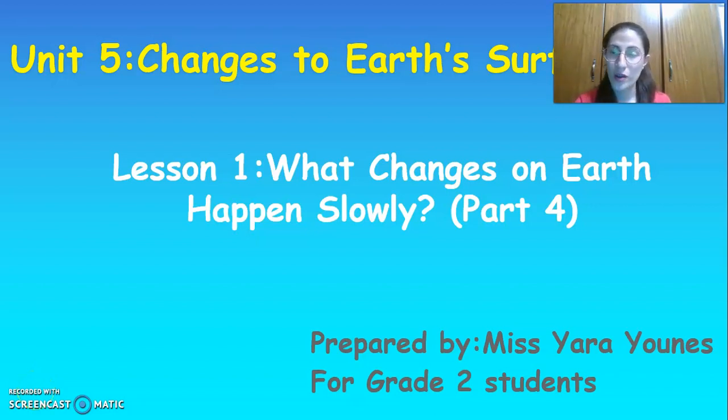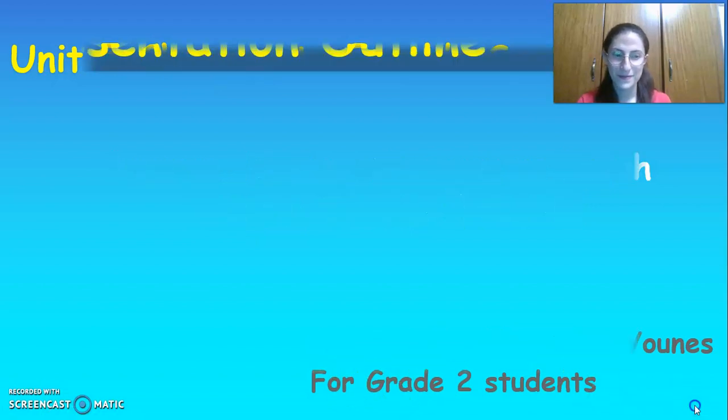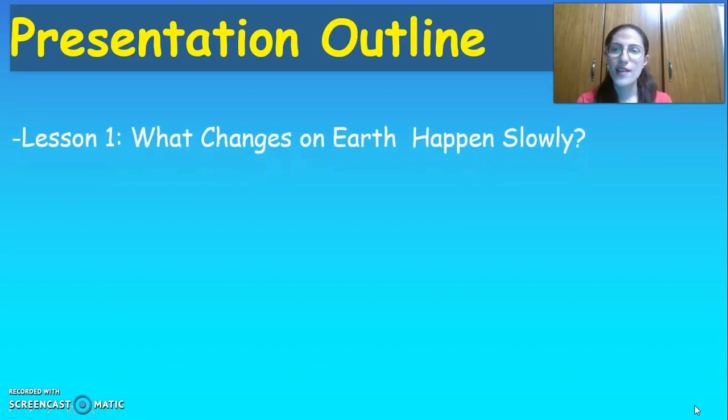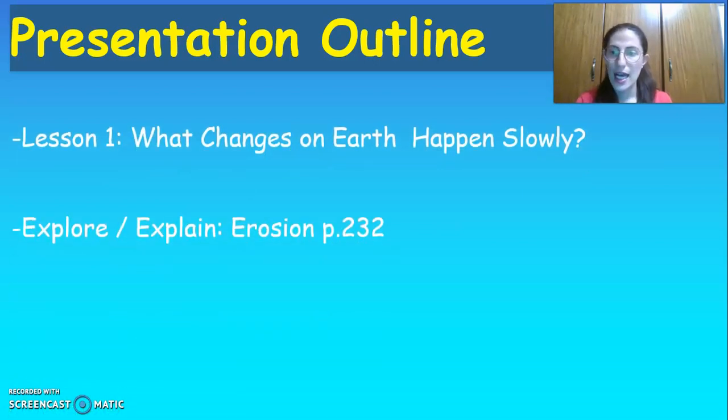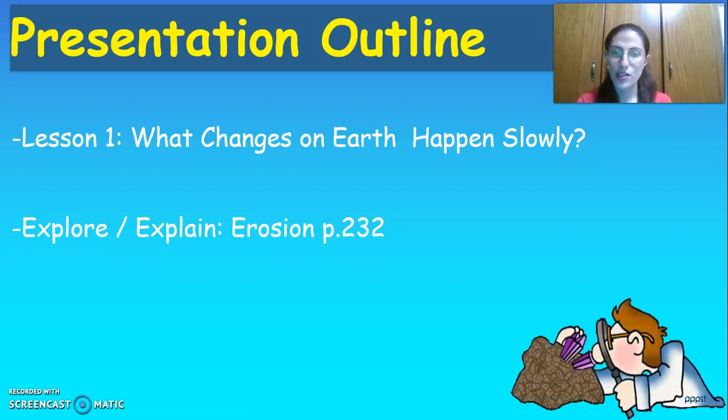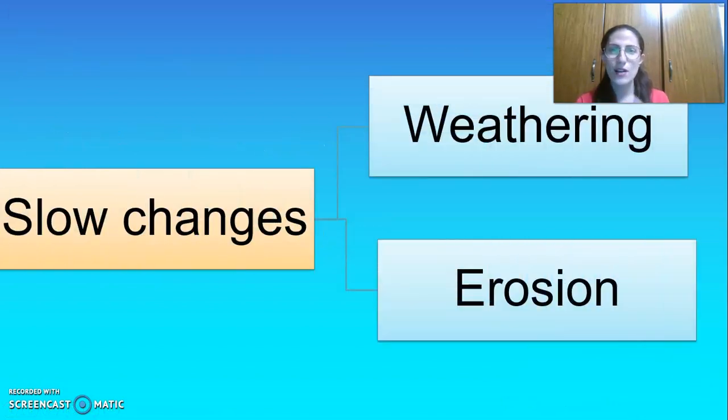Today we're going to continue with Unit 5, Changes to Earth's Surface, Lesson 1. What changes on Earth happen slowly? Part 4. For today we're going to cover Lesson 1, What changes on Earth happen slowly. Explore, explain, erosion section, page 232. I hope you guys are ready. So let's start with a quick review.